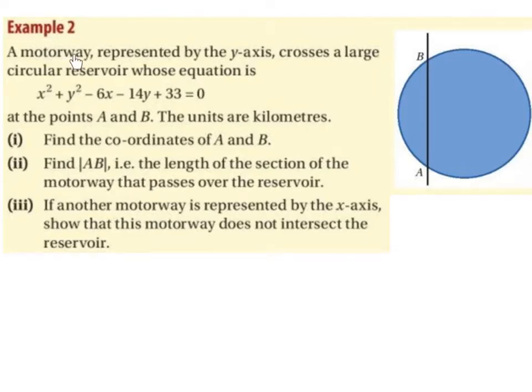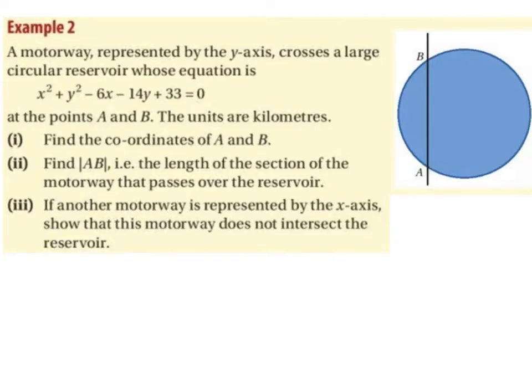A motorway, represented by the y-axis, crosses a large circular reservoir whose equation is x squared plus y squared minus 6x minus 14y plus 33 is equal to 0. So this is the y-axis, and this is the circle, which is a reservoir, at the points A and B. So this is the first point of intersection, second point of intersection. The units are kilometres. Part 1, find the coordinates of A and B.